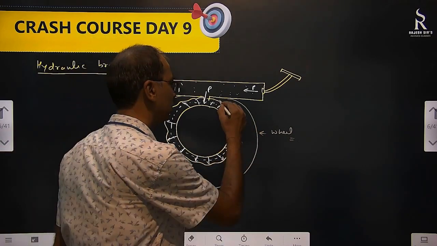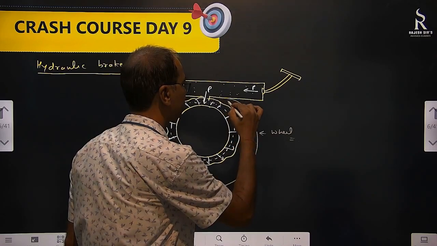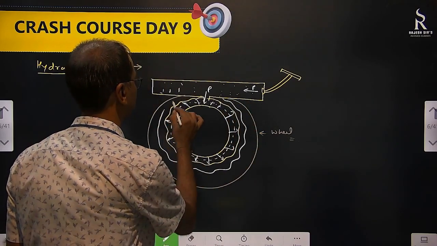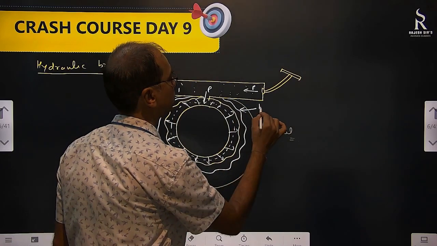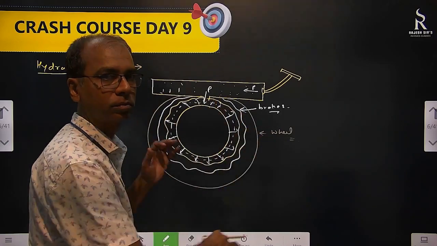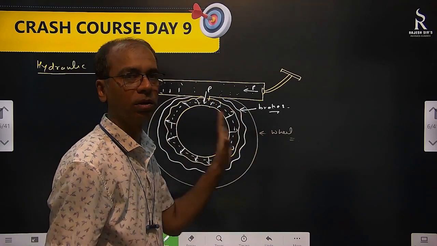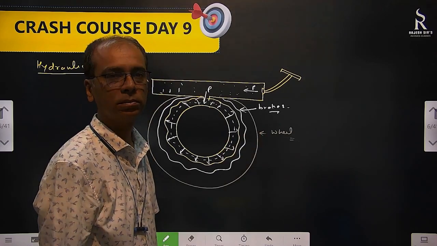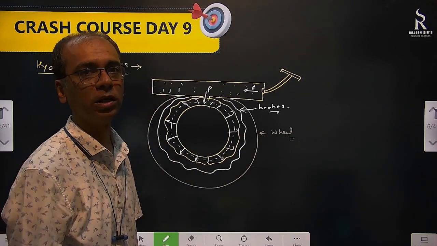And on this diaphragm only, there are brakes. These are brakes. They will come in contact with the wheel, which is rotating. So when they come in contact, they'll be pressed against the wheel. What will happen? The wheel will stop. This is how hydraulic brakes work.